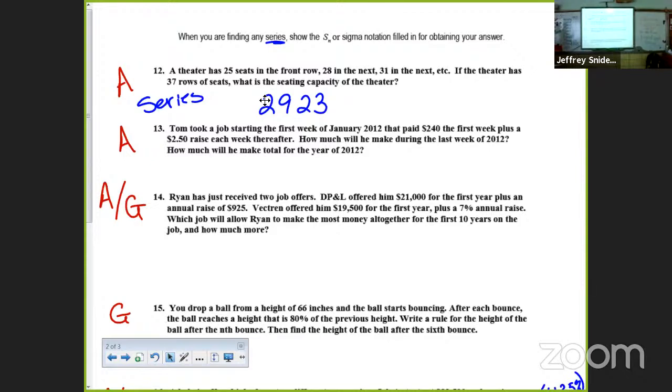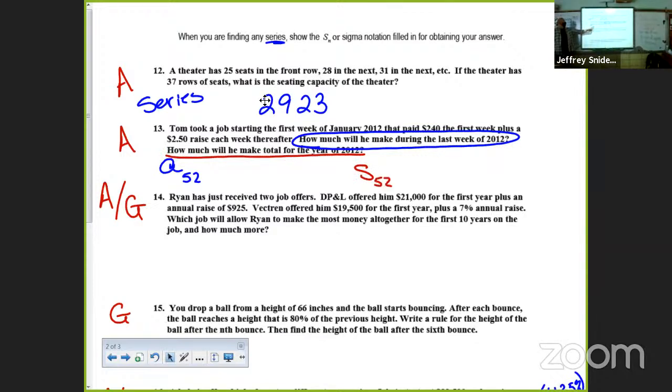Do I have to do a series on number 13? I have to do both. So the first part of it, this one right here, what are you finding on that? The last value, which is the last term. So you're finding what? A sub 52. Then, how much will we make total for the year? You're finding what? S sub 52. So that had both things going on in that question.